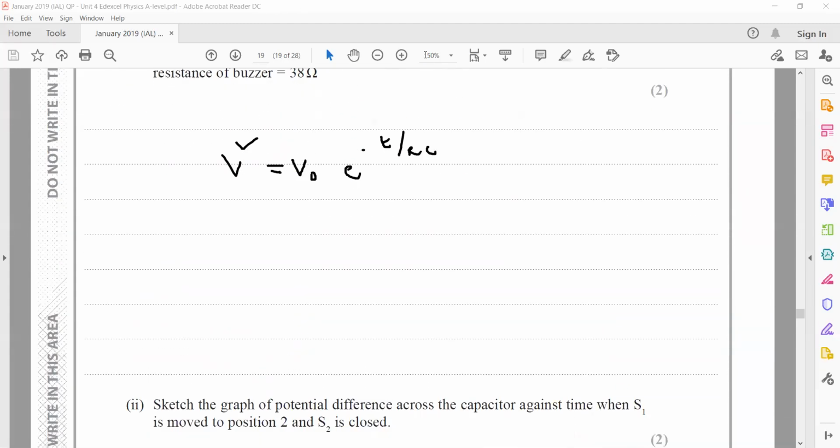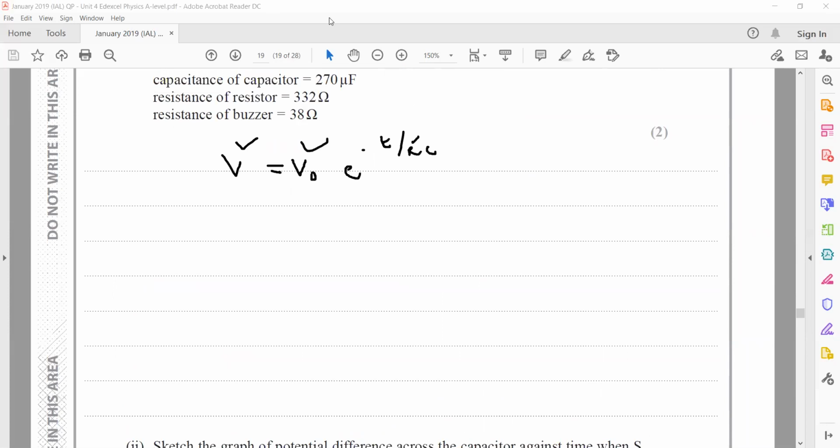V naught is the maximum voltage, that's also given, 6. R is the total circuit resistance, so that's the sum of the resistance of the resistor and the buzzer. And C is the capacitance, which is 270 microfarad. So when you substitute, it should be in farad, so 270 times 10 to the power minus 6. Take the anti-log and find the time taken by the student to react to the sound of this buzzer.